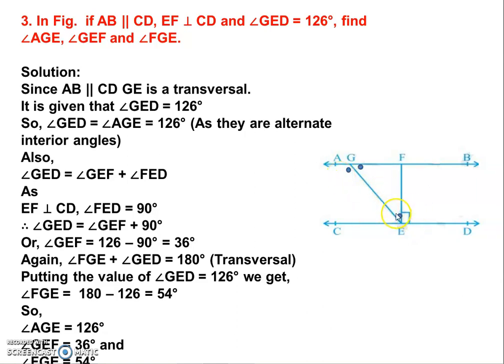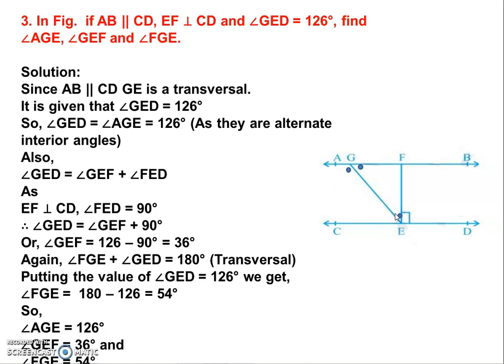Now over here I can split it and write. That is angle GED is equal to angle GEF plus 90 degree. Because this is perpendicular. So with that I can find angle GEF. So angle GEF is equal to 126 minus 90, that is 36 degree.